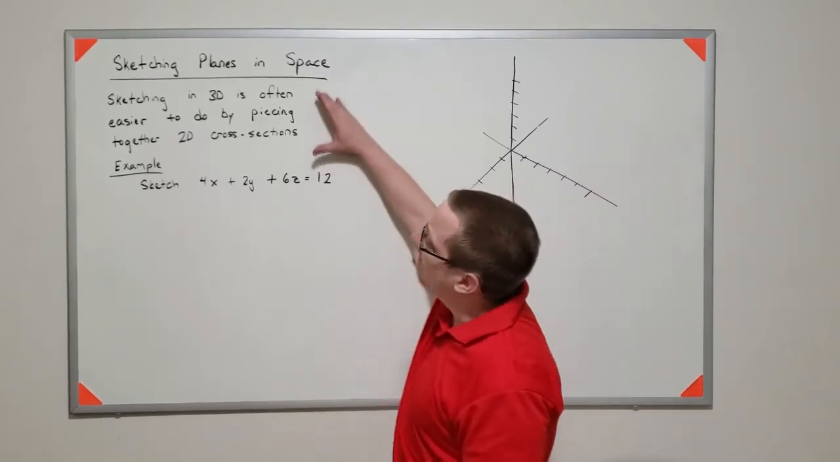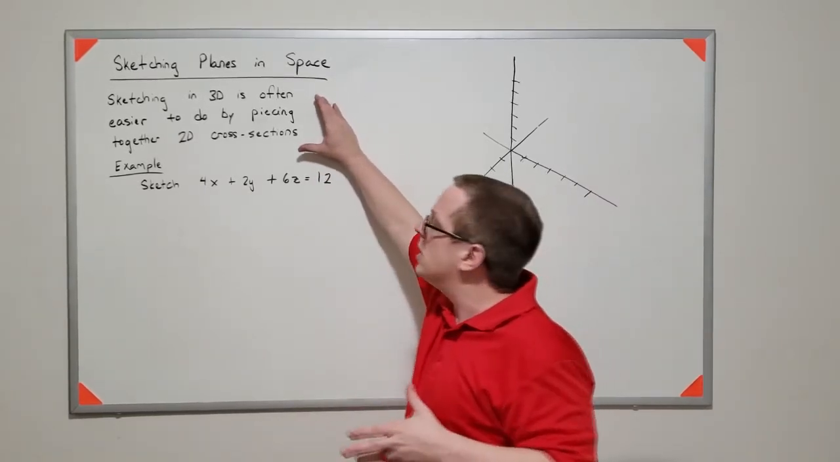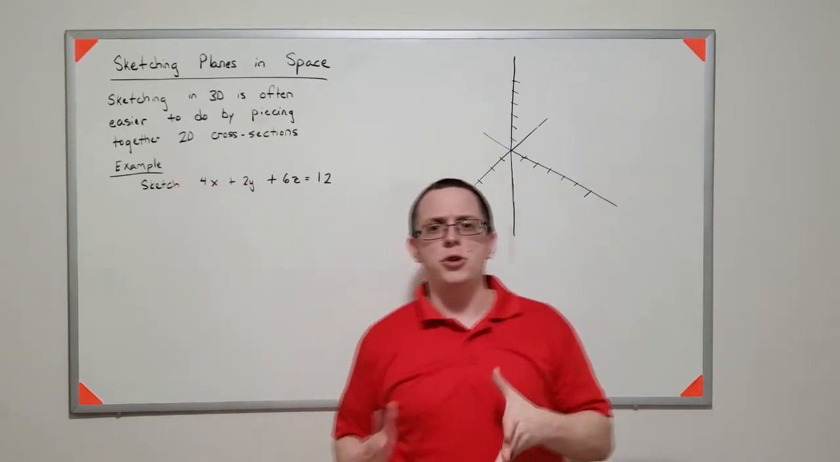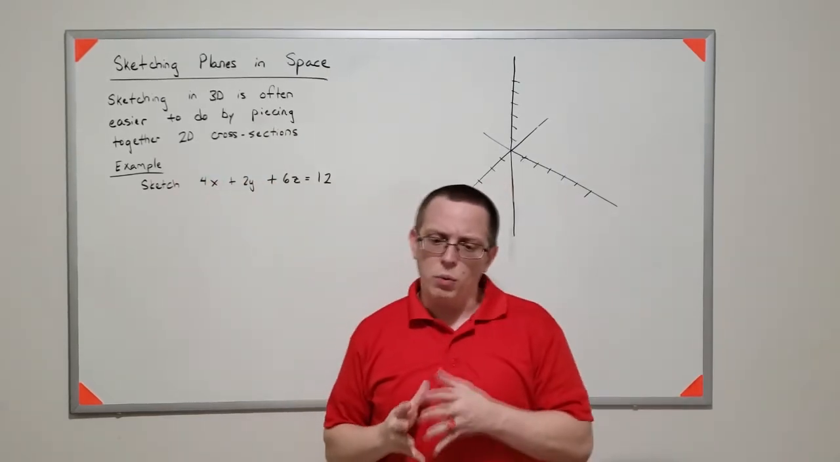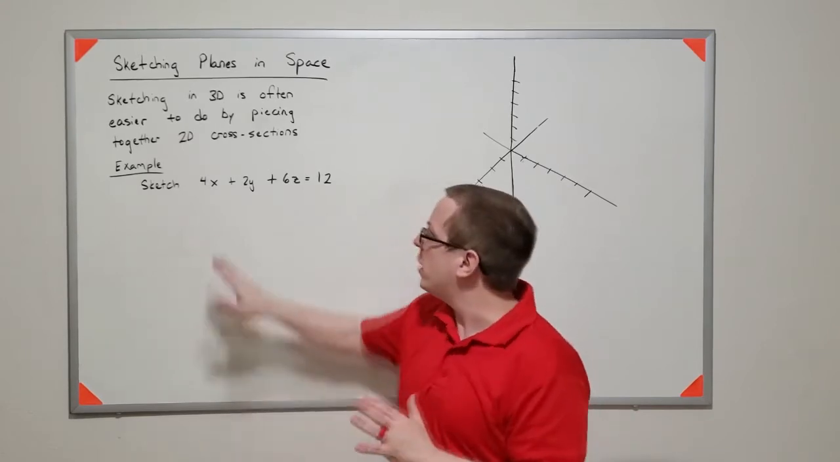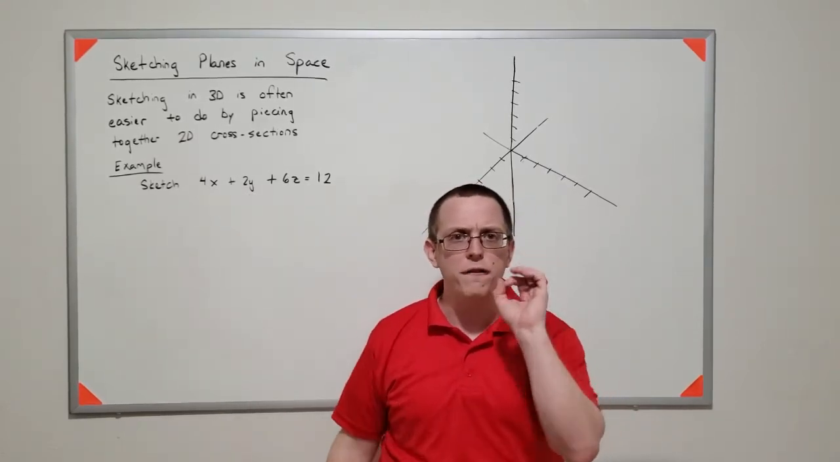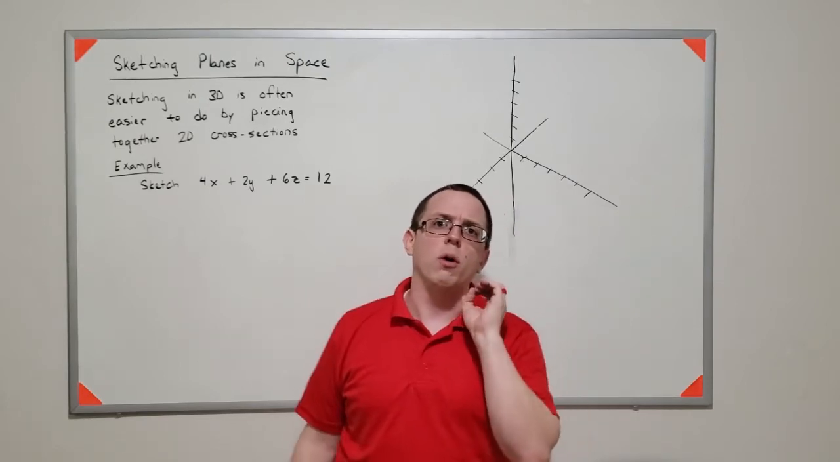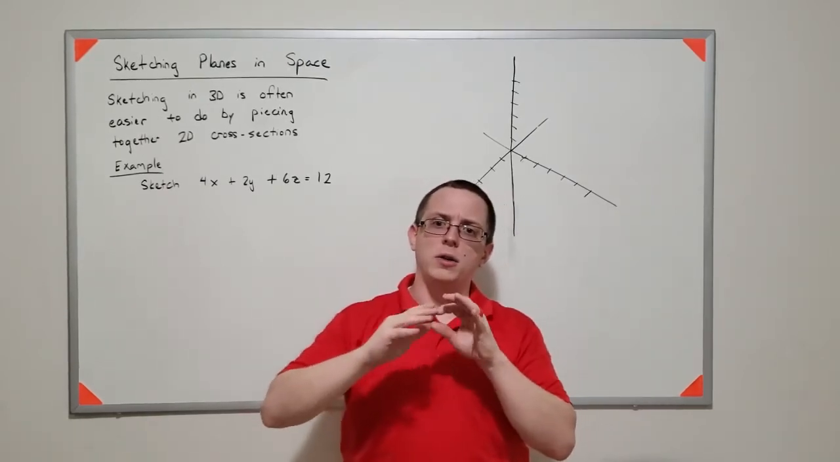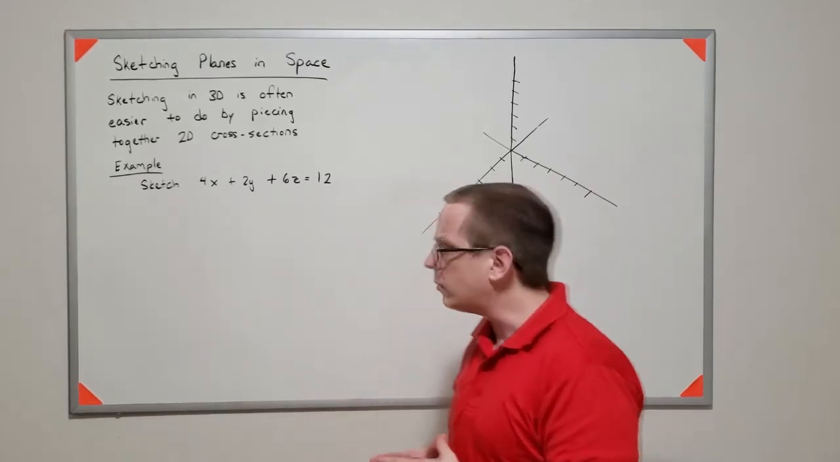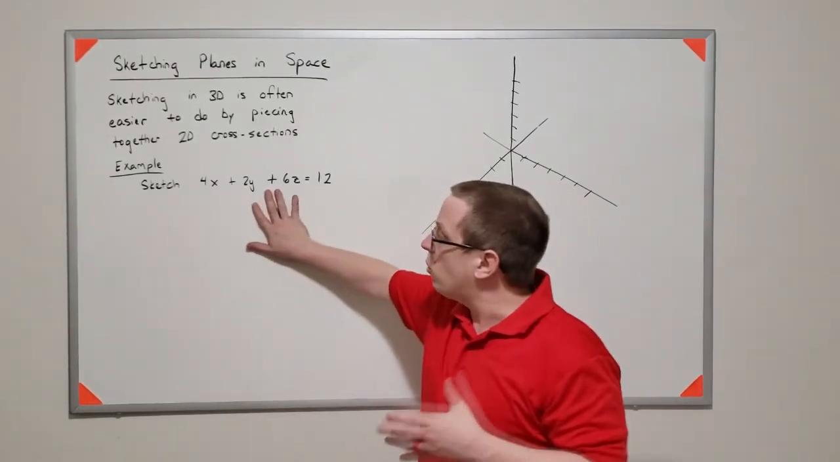But one way to maybe simplify the process is to think about these 2D cross sections. What do I mean by 2D cross section? Well, what I'm saying is that we're going to think about only two variables at once, and we're going to fix the value for the third variable, and we're going to use that to piece together what we're dealing with.